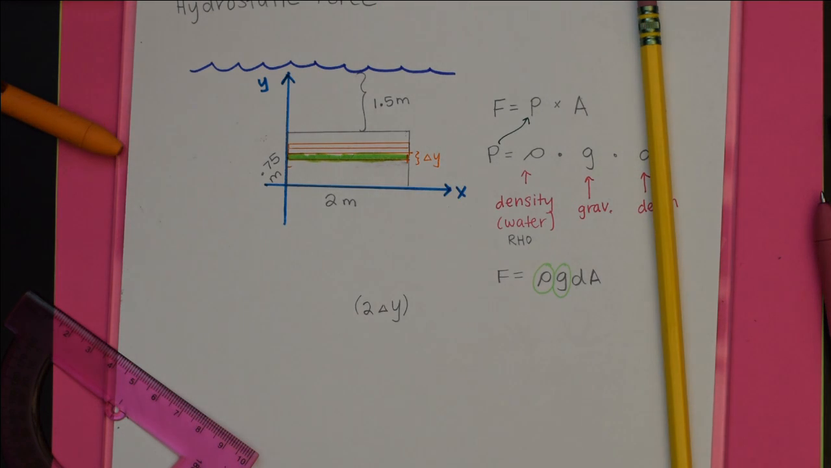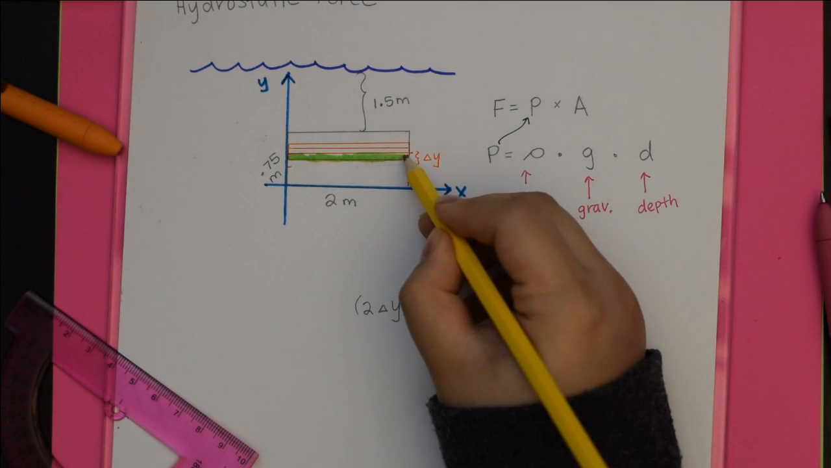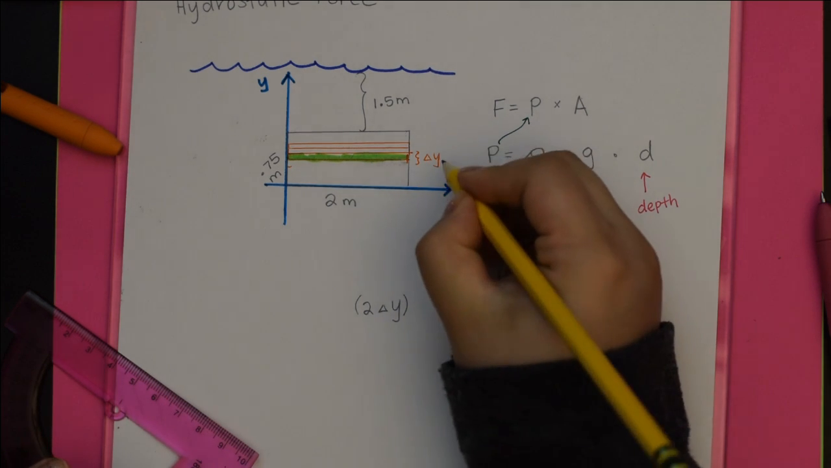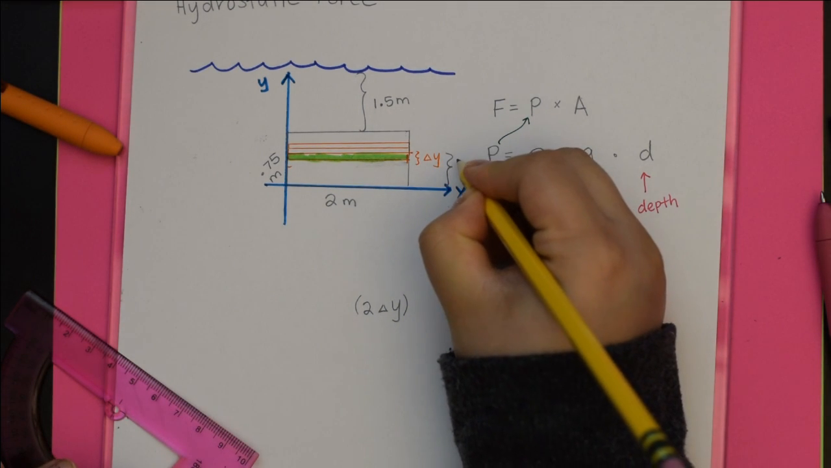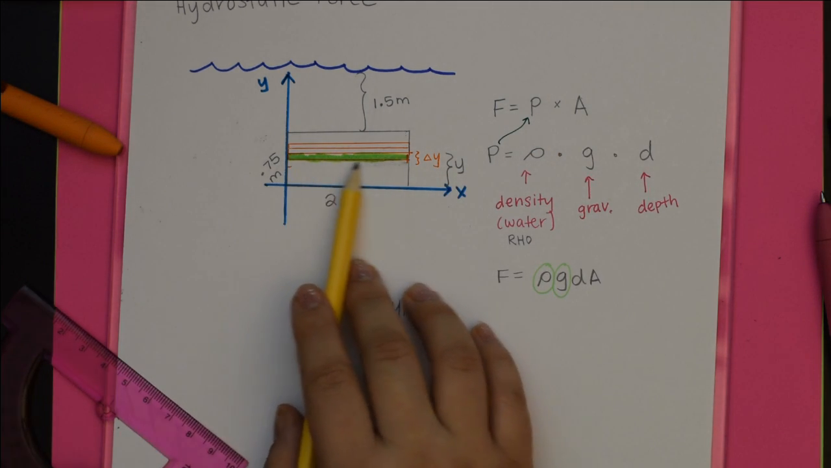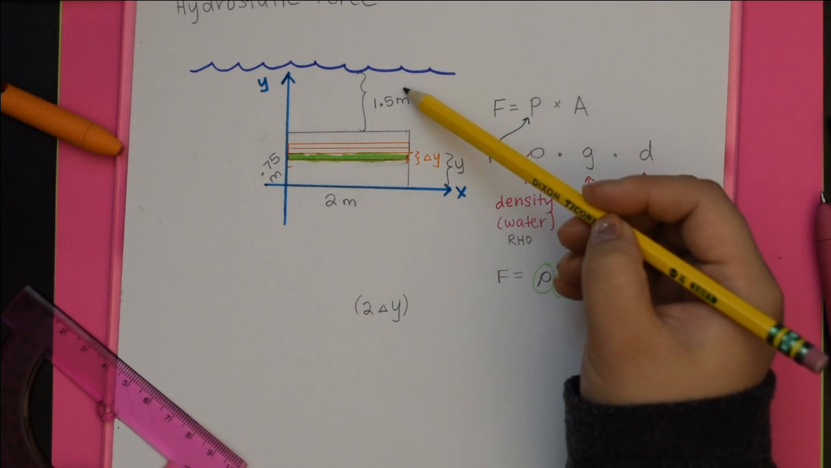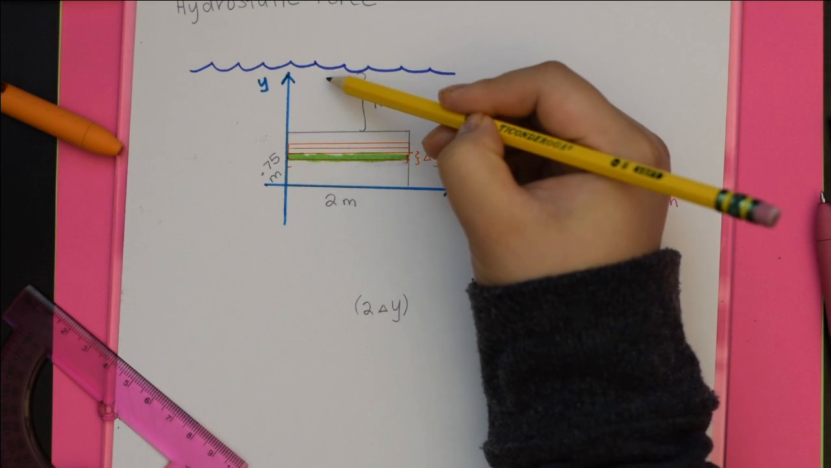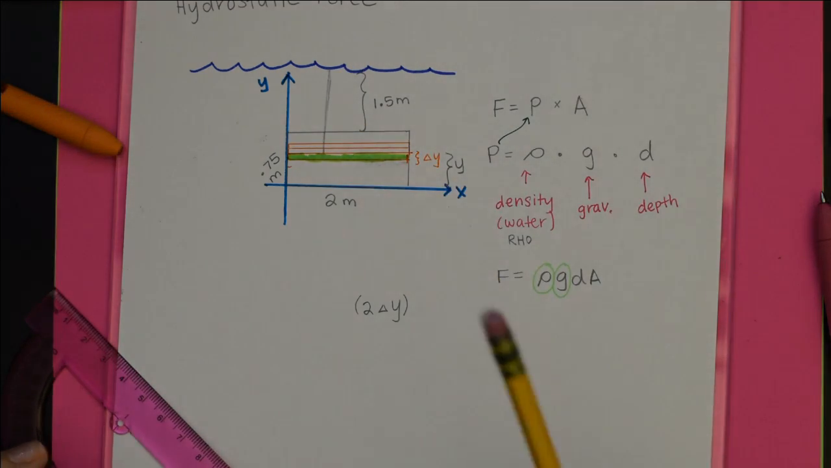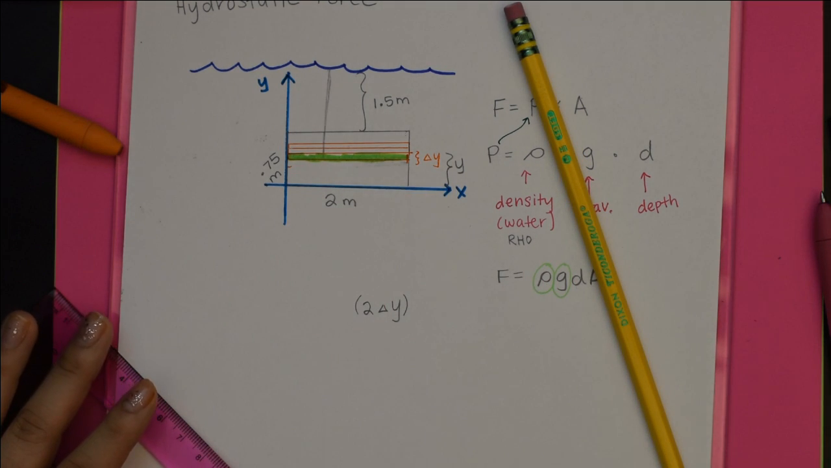Just that little green sliver. Okay, so the little height of that rectangle is going to be my delta y, which I'm going to make infinitely small anyway. And from my axis up, this part is going to be y. So in order to calculate the depth from the top to my rectangle, that's what I'm trying to figure out, I'm going to need to use a little bit of geometry and just kind of picture what's happening here.